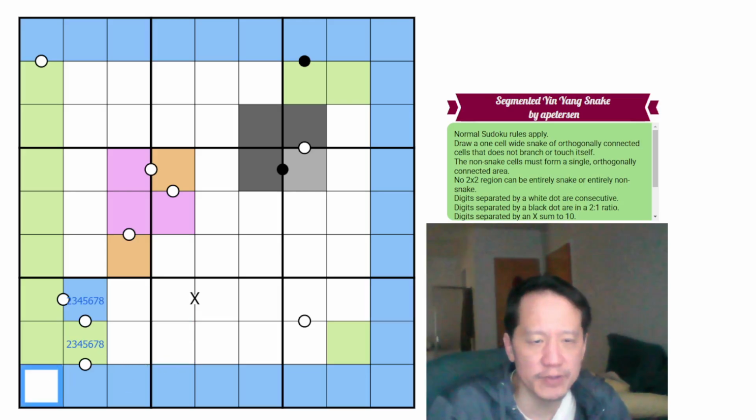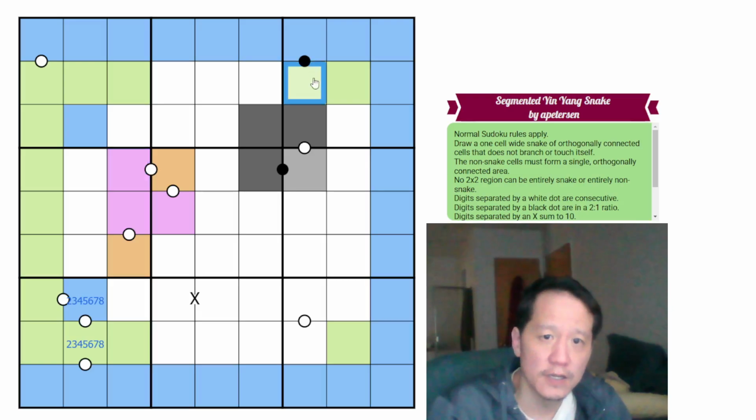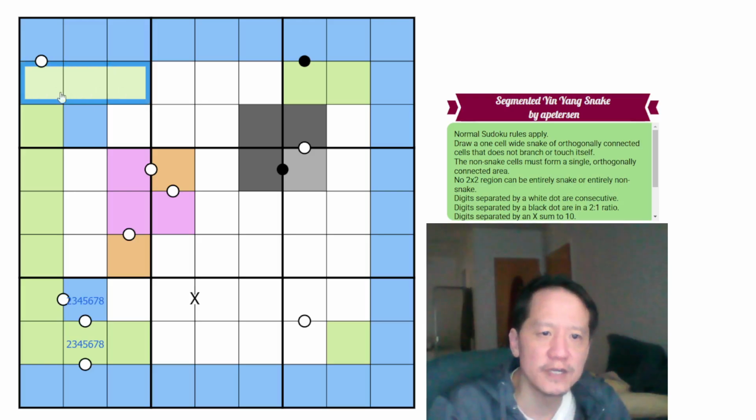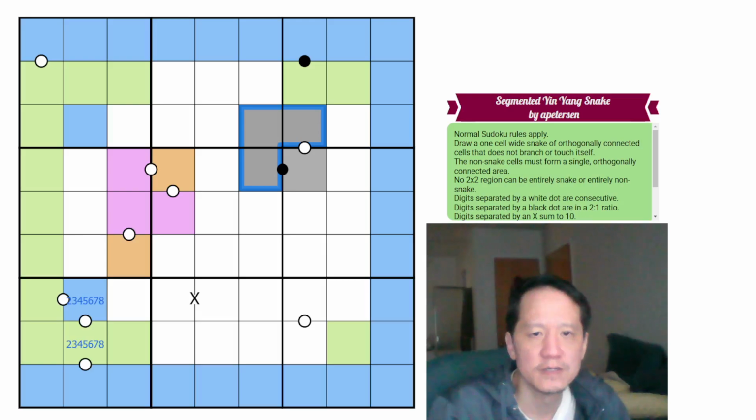This then cannot be green because it has to be part of the snake. This is green. This has to turn here. So this is green. This cannot touch itself, so this is blue. It has to continue here. This is green. It could go here as part of the snake. Ah, but this snake is already 4 in length. Therefore, this cannot be the snake.